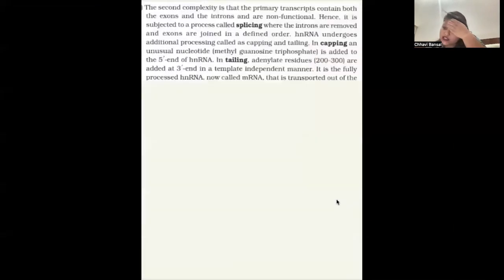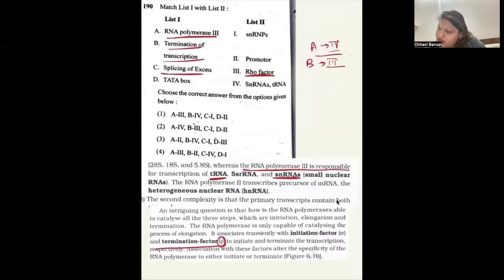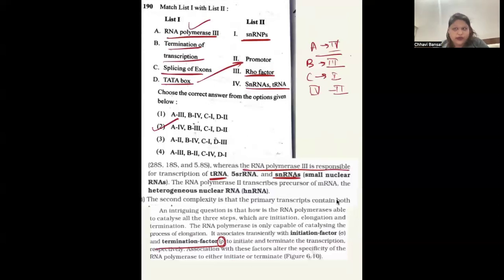Then splicing of the introns and the exons will be done by the snRNPs, and the TATA box is a promoter. So basically for C, 1, and for D, it's 2. So the correct option is option 2. If you know the correct RNA polymerase 3 only, you can answer this type of question.